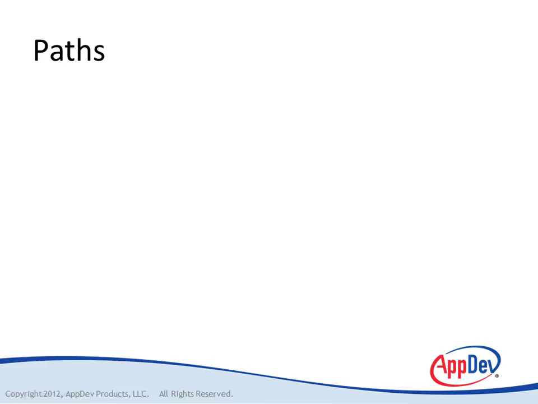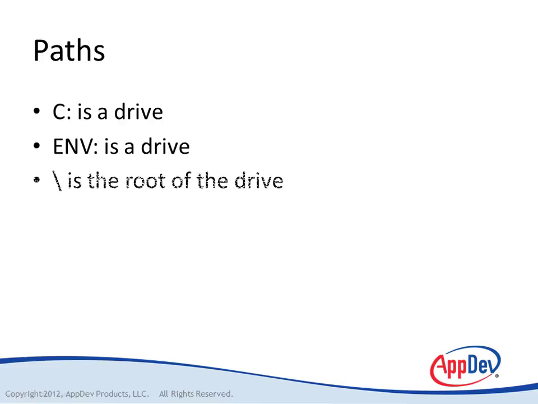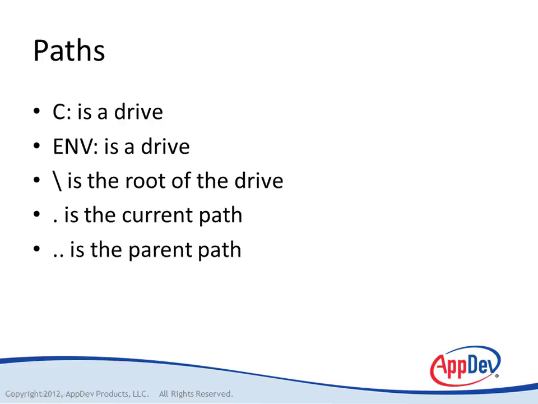So if a provider is a drive, it follows that we would navigate within a provider by using a path syntax. And you already understand this, right? C: is a drive. If we're using the environment provider, then we're going to use the env: drive. Within a drive, backslash is the root of that drive. Dot is the current path, and dot dot is the parent path. All right, so this is pretty remedial, but just to make sure you understand it, we're going to jump back over to PowerShell and play around with the path syntax.